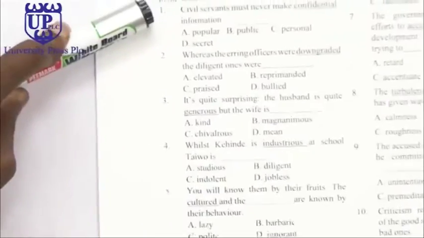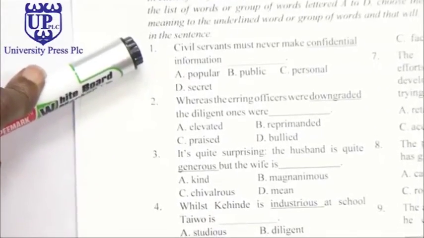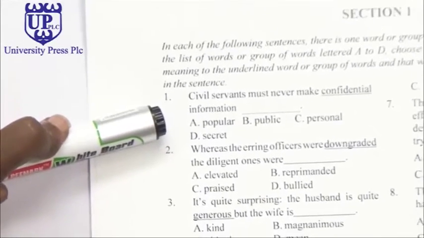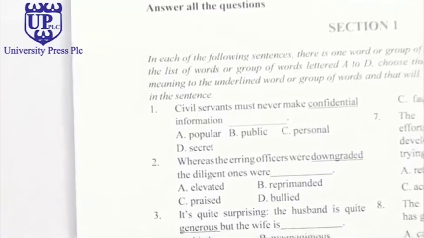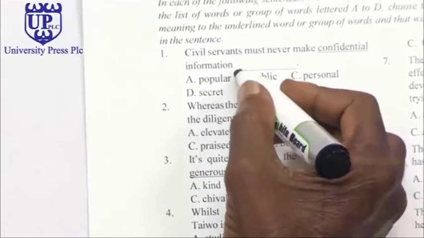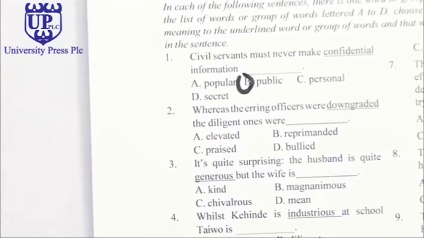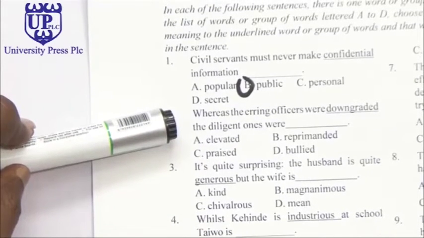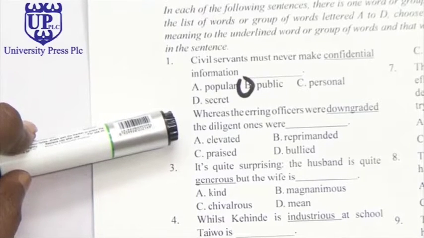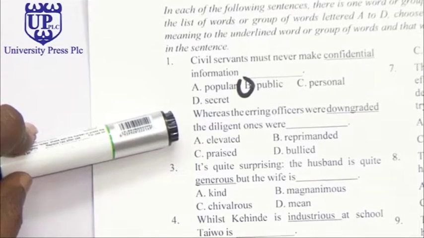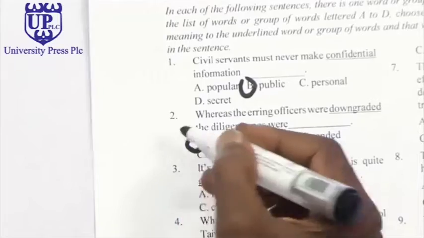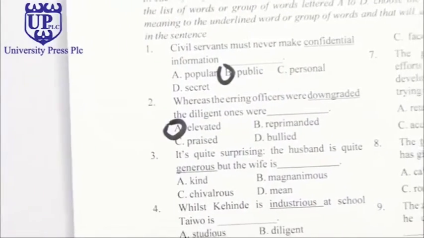Civil servants must never make confidential information dash. Confidential is underlined, and therefore, what are we choosing there? Confidential. The opposite will be public. Also, public. Number 2. Whereas the lazy officers were downgraded, the diligent ones were, what is the opposite of downgraded there? Elevated. They were moved up.